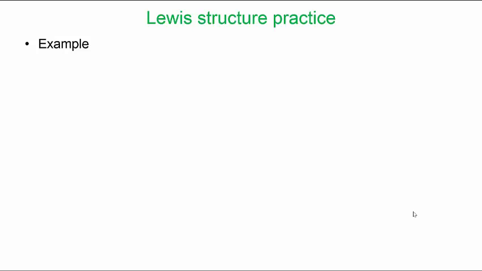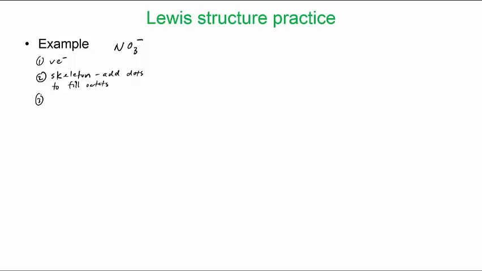Okay, in this video we're going to do a few practice Lewis structure problems. So in my first example, I'll do the nitrate ion. Every single time you're doing a Lewis structure, I know I mentioned this before in other tutorials, it's 3 steps: valence, get the skeleton, and then add dots to fill octets.